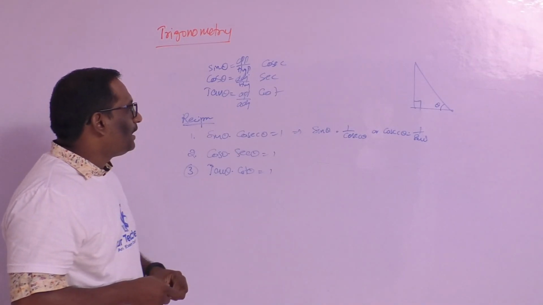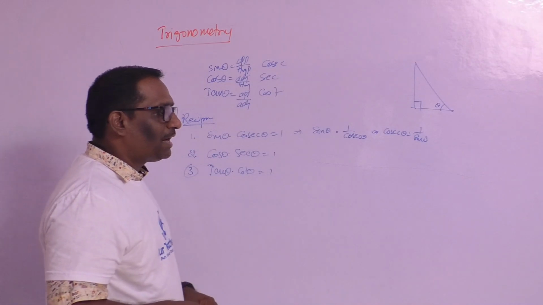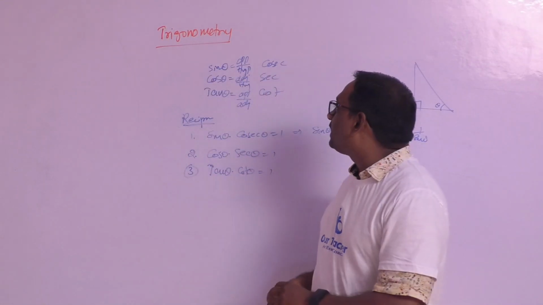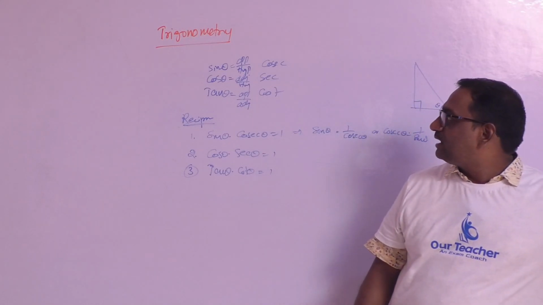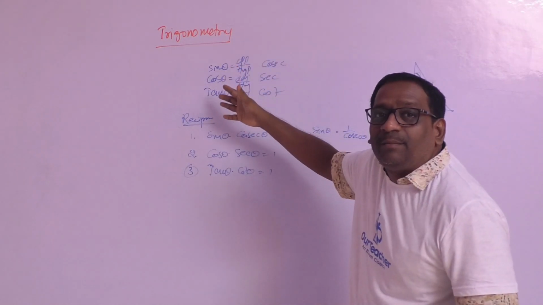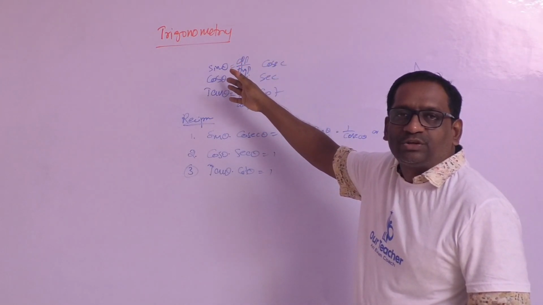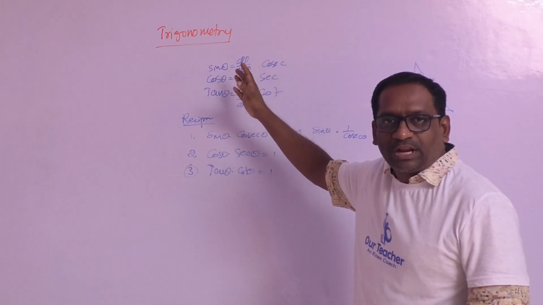Coming to the next topic, trigonometric ratios. I already explained what trigonometric ratios are: sin theta, cos theta, and tan theta, and the rest of the three are cosecant, secant, and cot. These are called trigonometric ratio values. Trigonometric ratios means that with the help of the right angle triangle we discuss these six trigonometric values.